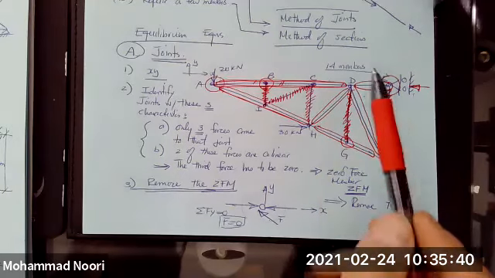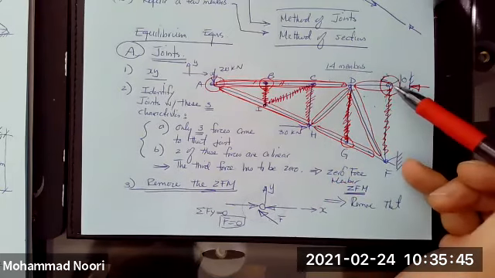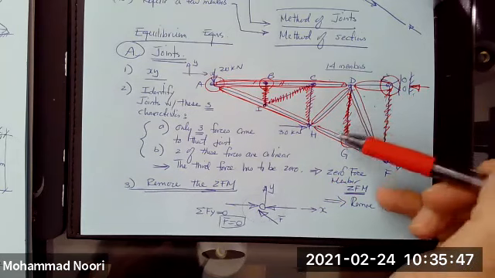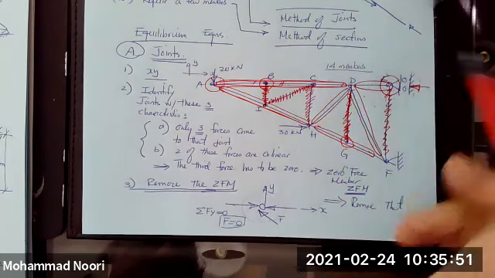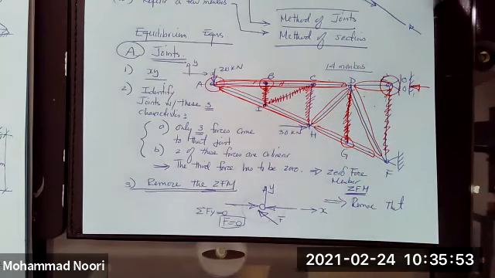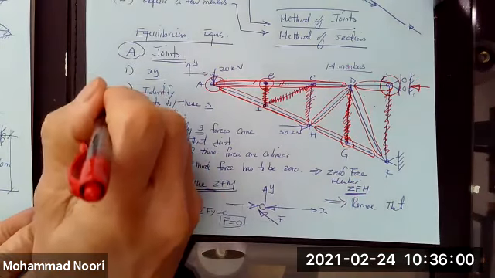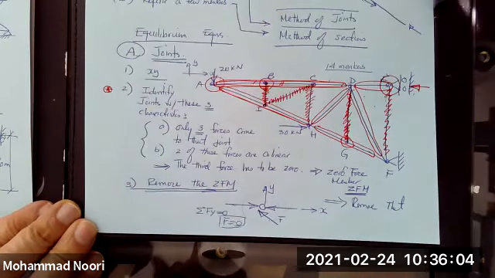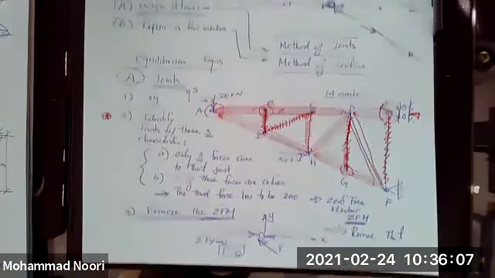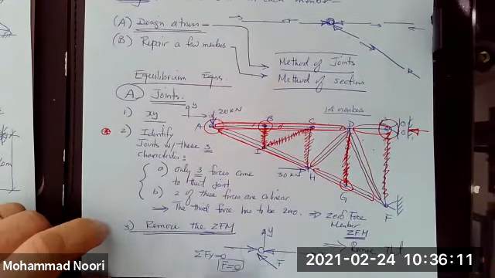So you see, we started with 14 members that you were expected to find all the forces in, but now you have ended up with 1, 2, 3, 4, 5, 6. You eliminated 8 members. So the truss problem becomes easier. That is why this step is critical, is essential. It is a must that you detect 0 force members to begin with.